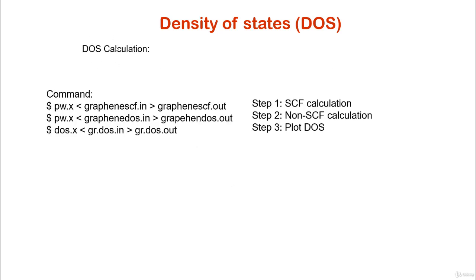DOS calculation needs 3 steps. The first step is self-consistent field calculation. We did it before. At the second step, by using non-self-consistent field calculation, the density of states output file is created. And then at the third step, we should plot this output file.